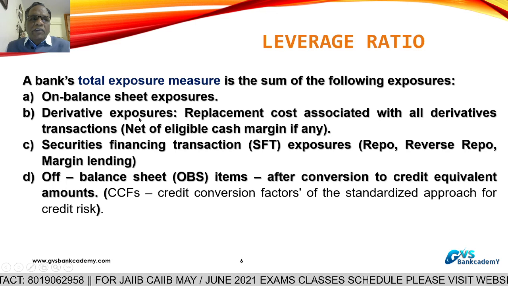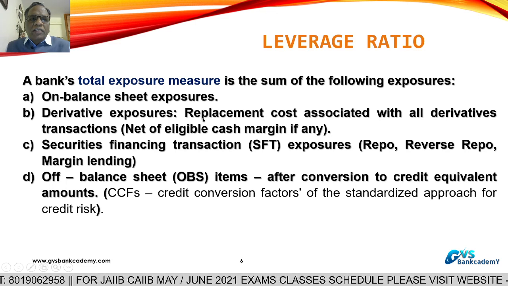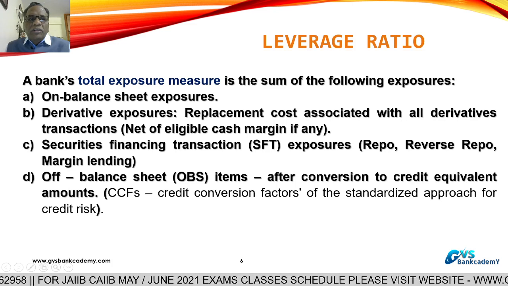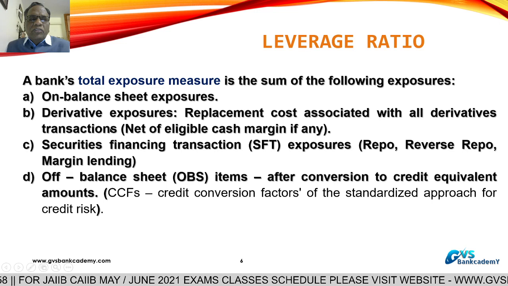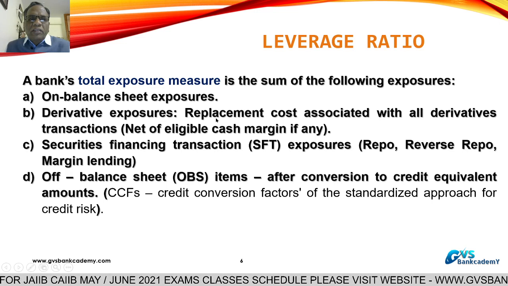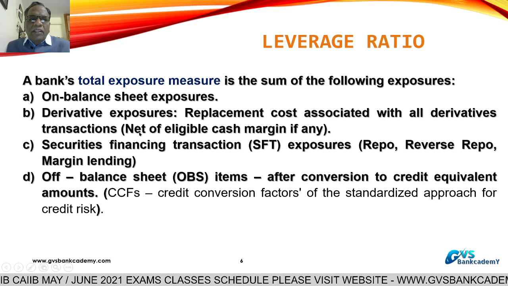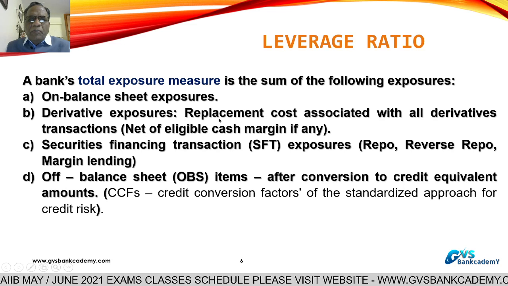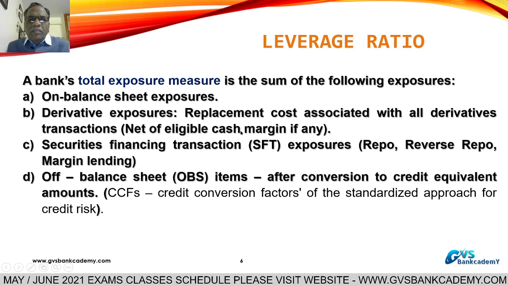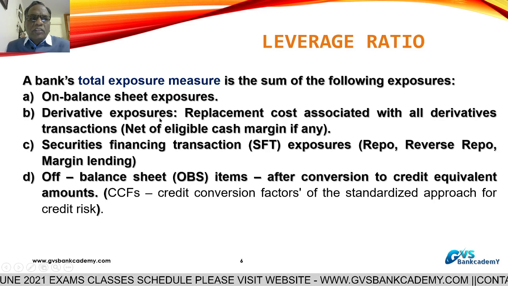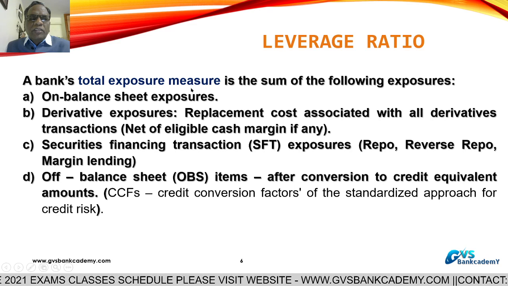All the outstanding derivative exposures you have to calculate with the replacement cost, associated with all the derivative transactions. Present outstanding derivatives you have to calculate with the present replacement cost. And if any cash margin is there, replacement cost minus eligible cash margin you have to deduct. Then you will get the derivative exposure which you take for total exposure measure.